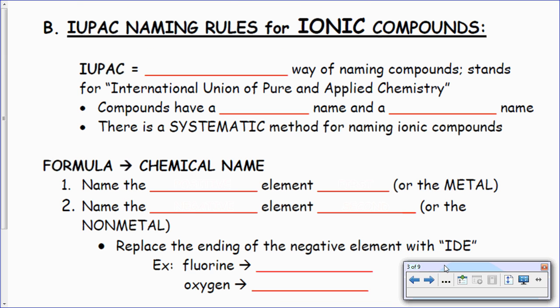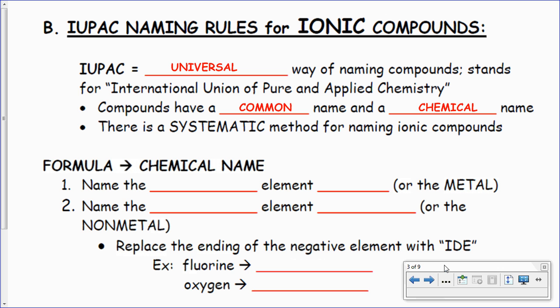Here are our notes though. These are the naming rules according to the IUPAC. That's a universal way of naming compounds for the International Union of Pure and Applied Chemistry. Okay, it's a governing body, a group that governs how to name things. Compounds have a common name and a chemical name. The common name is like table salt or sidewalk salt. The chemical name is like sodium chloride or calcium chloride. There's a systematic method for naming ionic compounds and their chemical names.